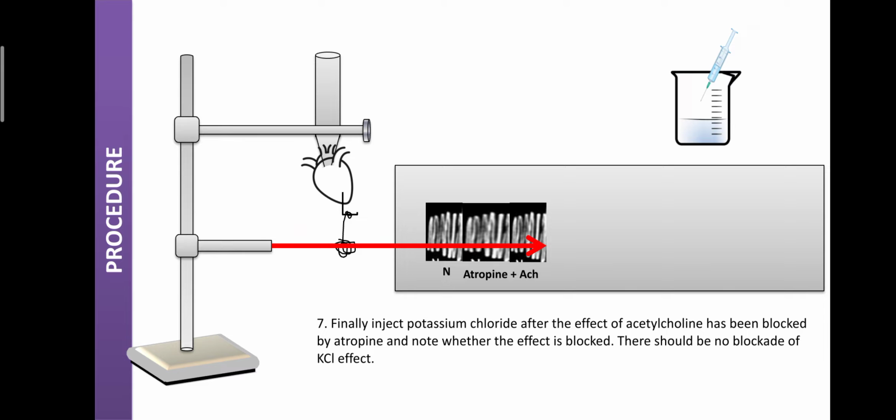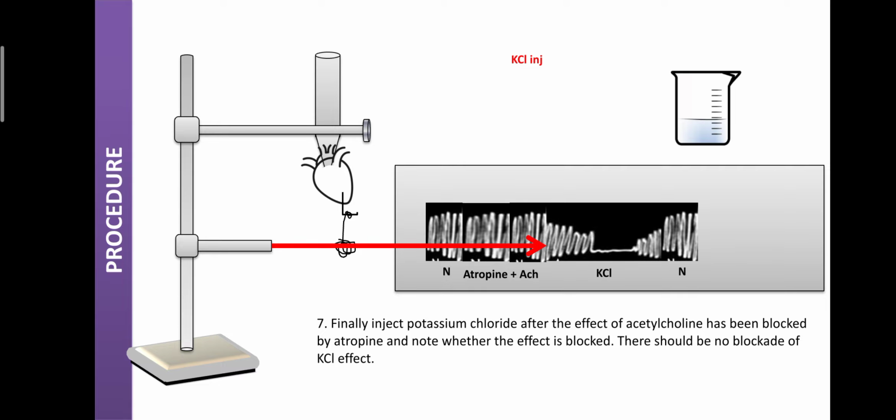After that, immediately administer potassium chloride without any washing period. Then note down the activity. Here, with administration of potassium chloride, the potassium chloride is able to show its response. Once again, the heart is stopped in the diastolic condition and atropine does not block the potassium chloride effect. So it can confirm that the activity of acetylcholine blocked in the previous graph was done only by atropine, and it confirms atropine is an antagonist of acetylcholine.